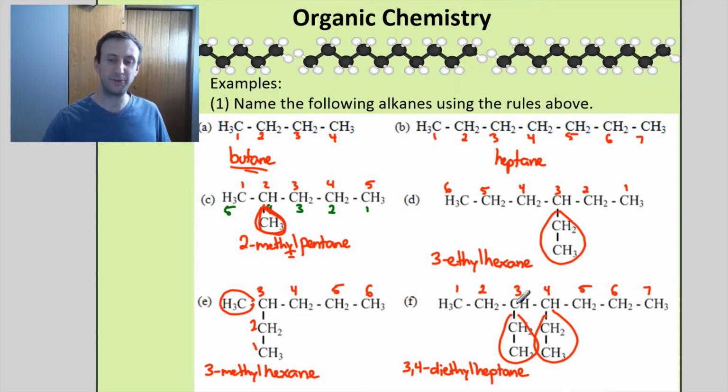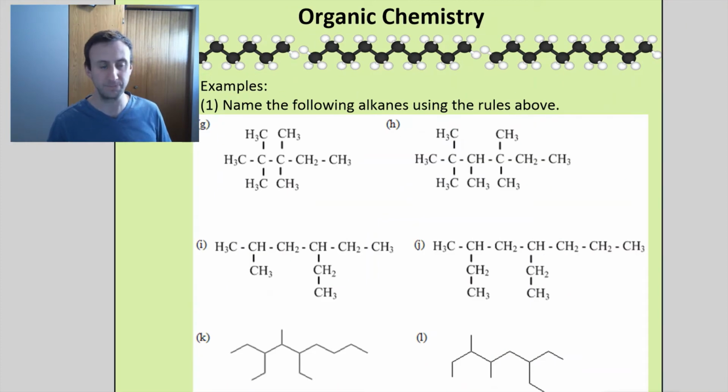Now, I should have talked about the numbering. It is left to right here because right to left it's 1, 2, 3, 4, 5, right? So I reach a branch on 3 from left to right, which is better than reaching a branch on 4 if I go right to left. So 3, 4 diethyl. Di is because I have 2 ethyls, and I should always have this prefix here matching the numbers that are listed before it. Okay, so 3, 4 diethyl heptane is the name for that one.